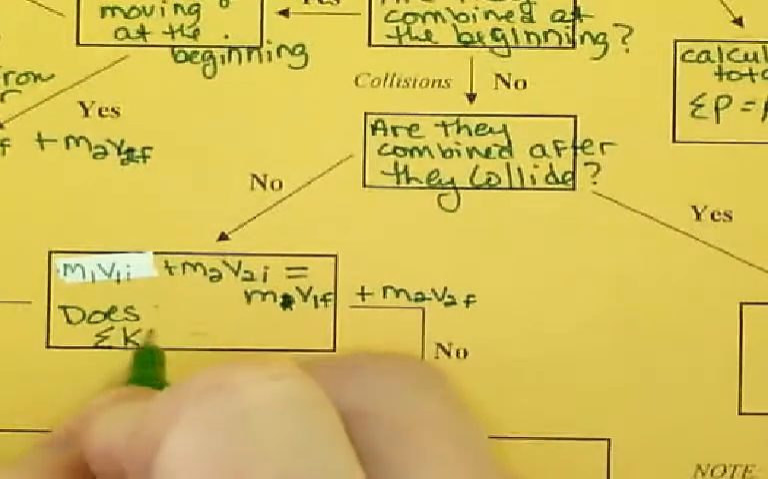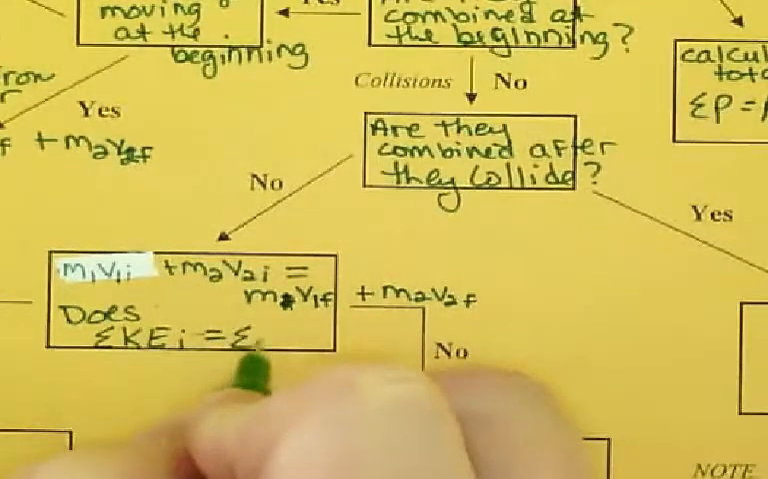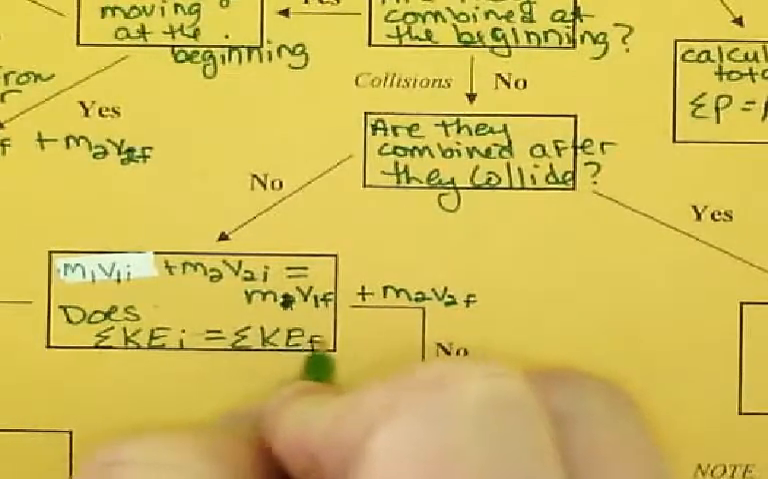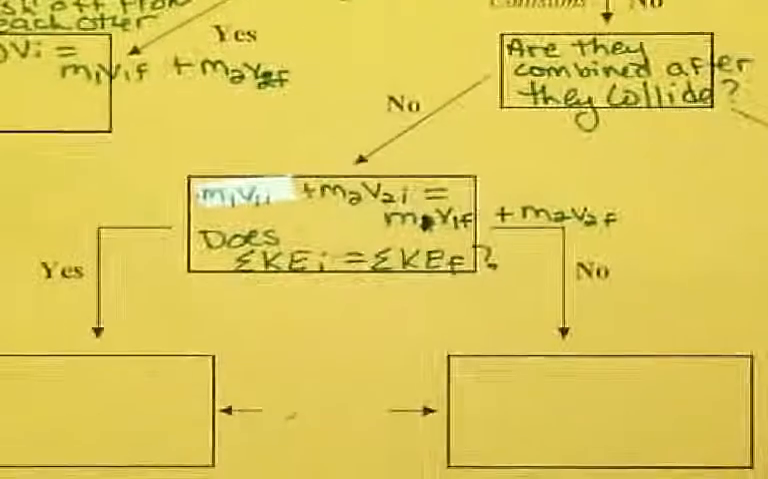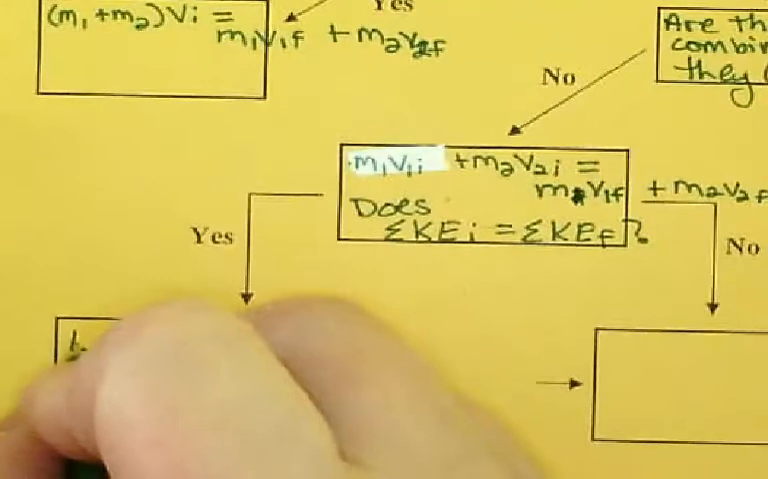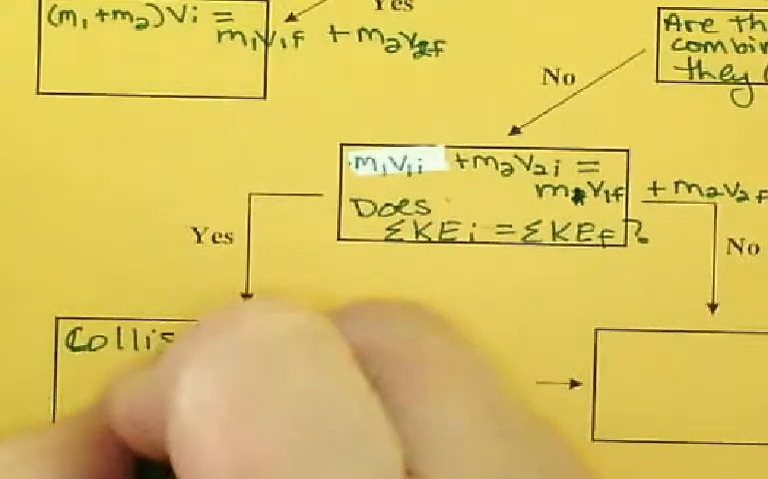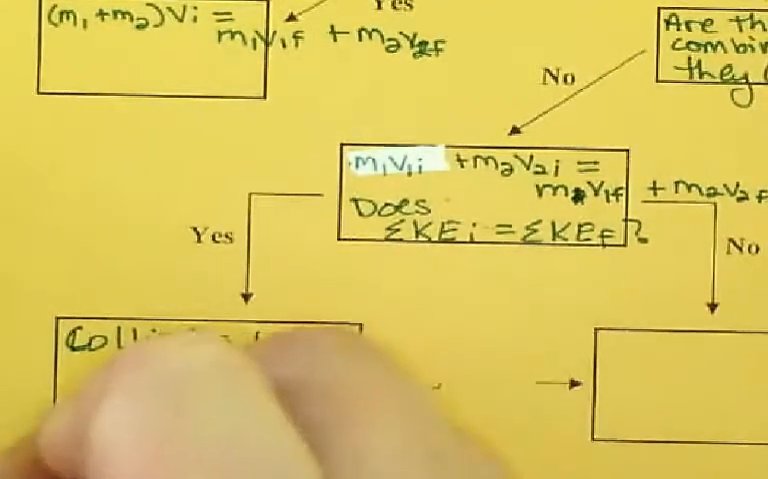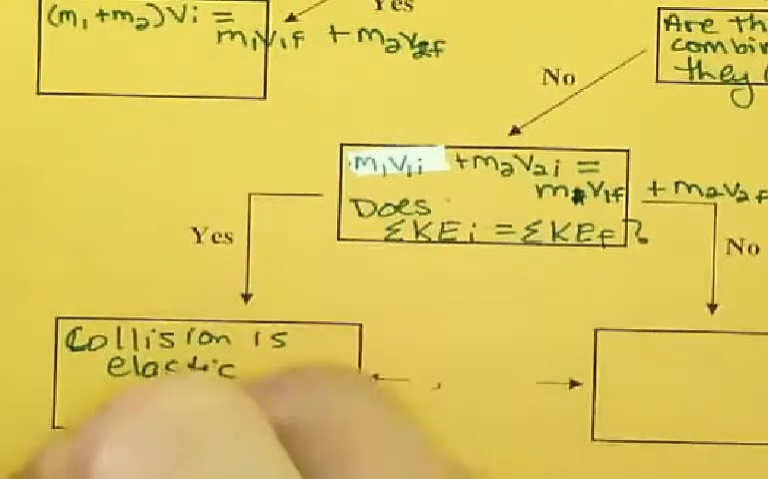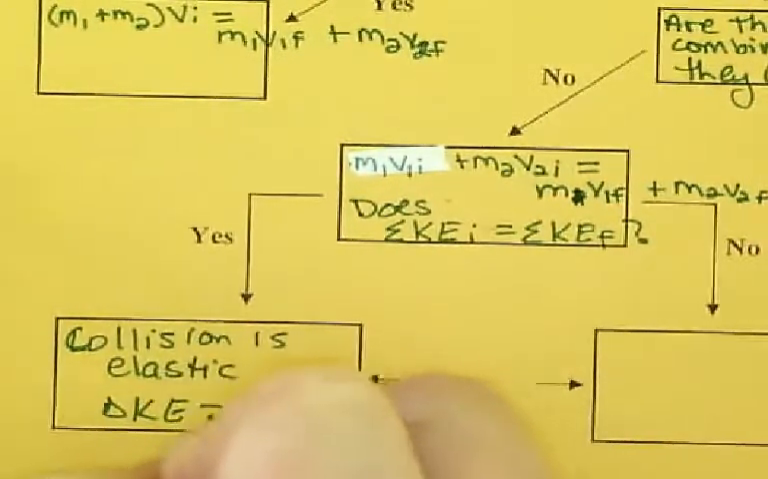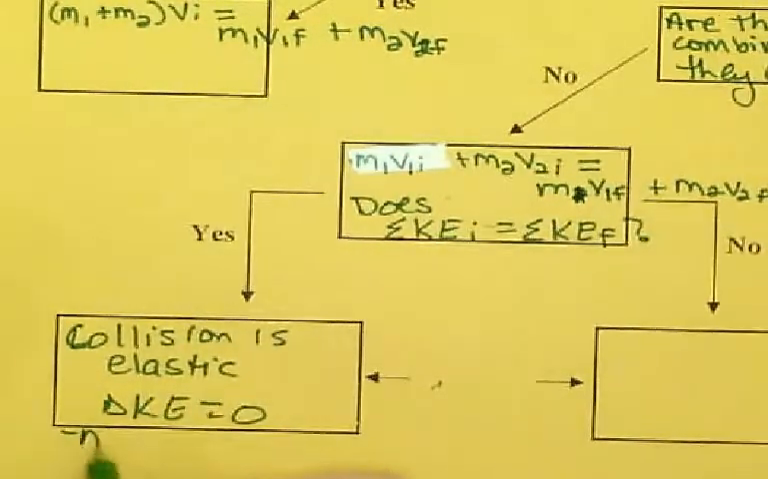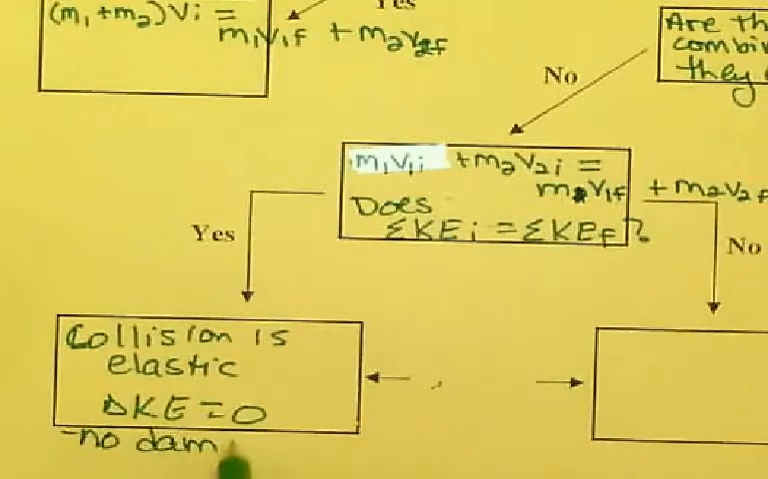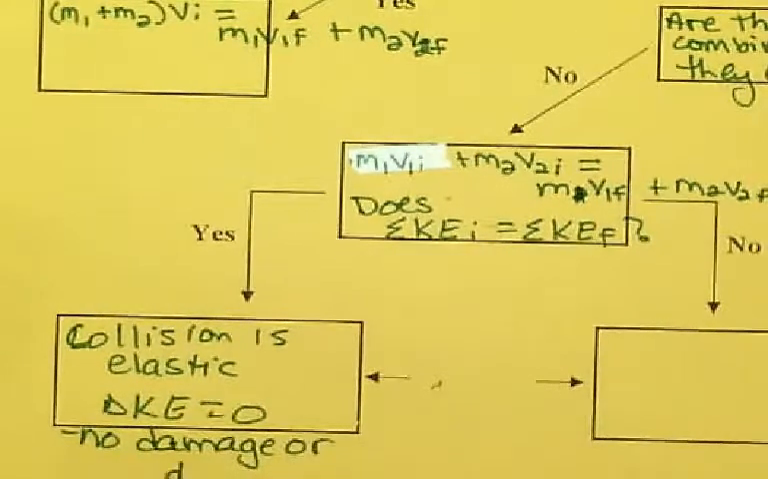does the total kinetic energy at the beginning equal the total kinetic energy at the end? Because that's going to determine whether you have an elastic collision where the change in kinetic energy is equal to 0. There's no change in kinetic energy. So these objects here would have no damage or deformation.